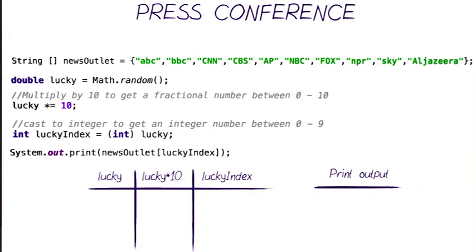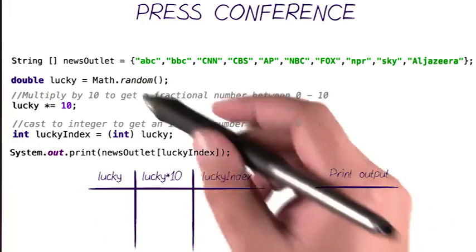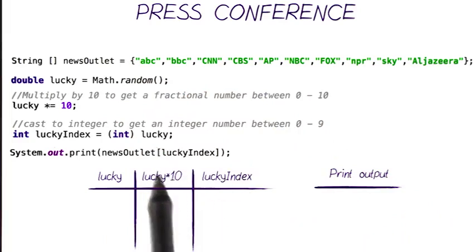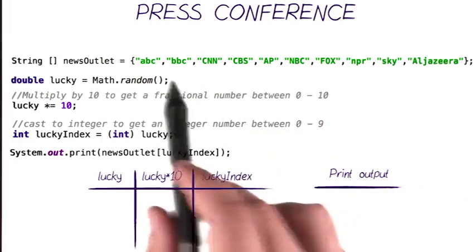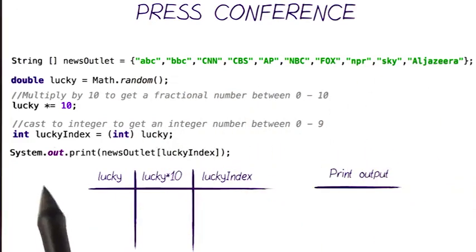So the last thing we want to do is print out the name of the news outlet who we randomly picked. So we go ahead and say system.out.print, and then we say news outlet square brackets lucky index. So based on the random number that was generated, this lucky index can be anything between 0 and 9, so we randomly pick one of those and display it in the print screen. Let's trace a few examples and see what's happening.